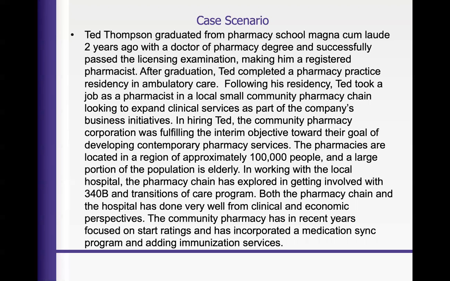The pharmacies are located in a region of approximately 100,000 people, and a large portion of that population is elderly. In working with the local hospital, the pharmacy chain has explored getting involved with 340B and transition of care programs. Both the pharmacy chain and the hospital have done very well from a clinical and economic perspective with 340B. The community pharmacy has in recent years focused on star ratings, incorporated a MedSync program, and added immunization services.